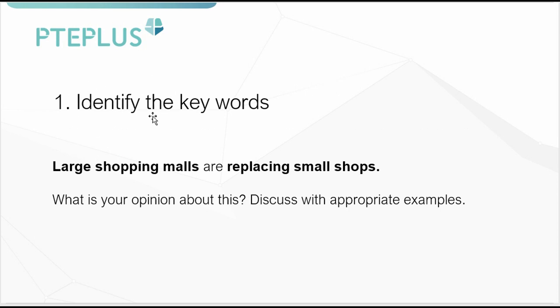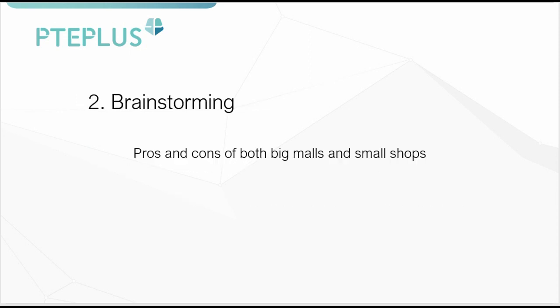So what we're doing here is we're identifying the keywords in the question. Large shopping malls, that's the first keyword. Replacing small shops, so that's what's happening, and what your opinion about it. Also, it wanted us to provide examples. So once we've identified the keywords within the question, we can move on to the brainstorming phase.